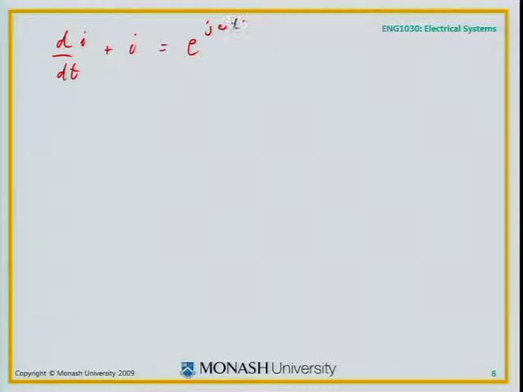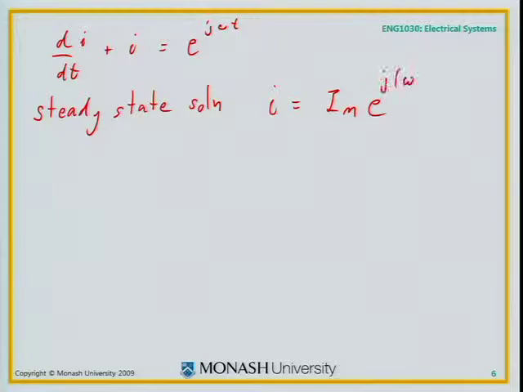That's the differential equation to solve. The steady state solution, so ignoring the transient, will be I equals some complex exponential, Im e to the j omega t plus some angle theta. So that will be the steady state solution for some Im and for some theta. It's what form the current must be.